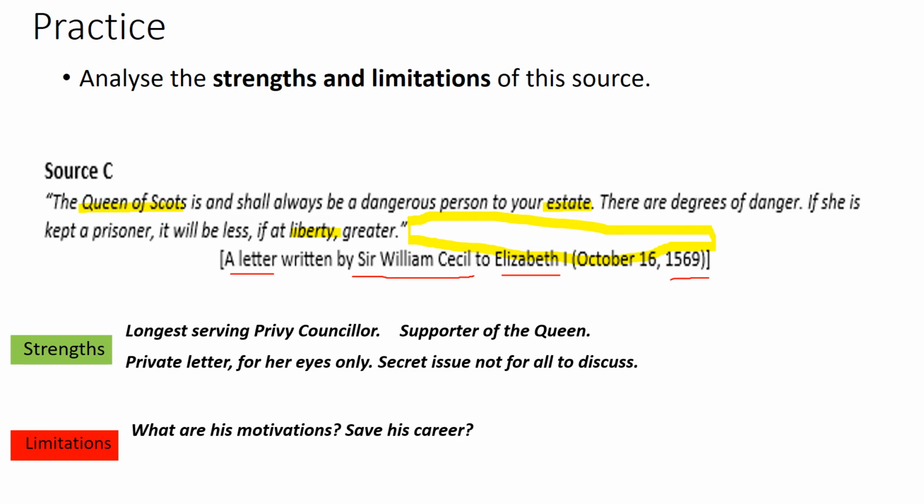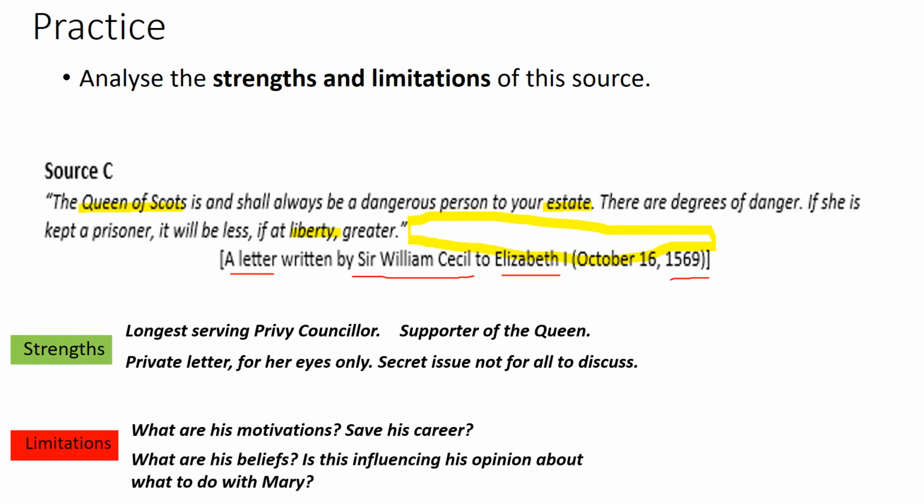So is he trying to save his own career by keeping the Queen alive? Or is he doing this solely for the good of the Queen? What are his beliefs? So we know he's a Protestant, so what's he going to think of someone like Mary who's a Catholic? Is this influencing his opinions? If he was a Puritan, would he advocate for the murder of Mary, Queen of Scots? Or is this something he's doing because he's a Protestant?